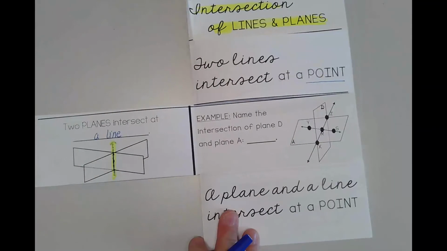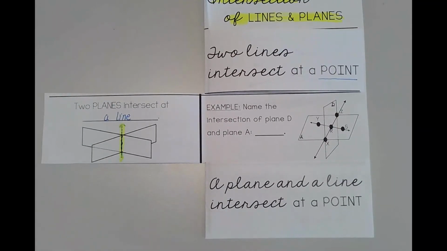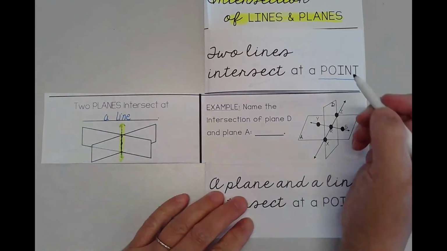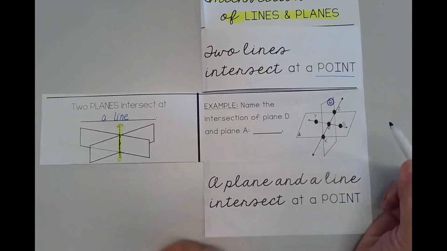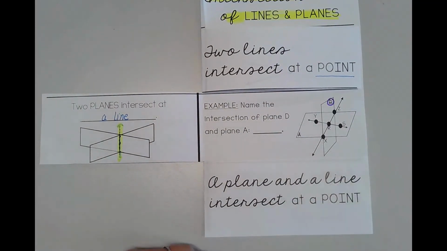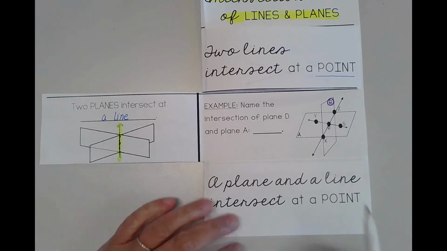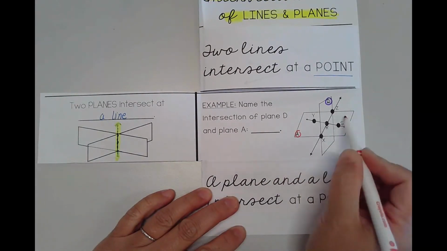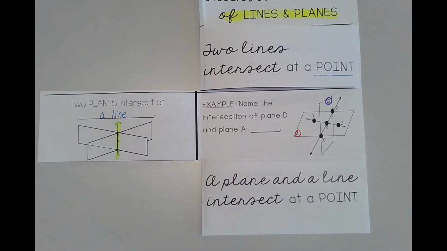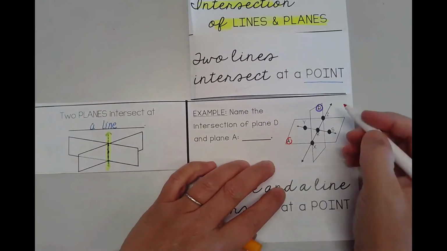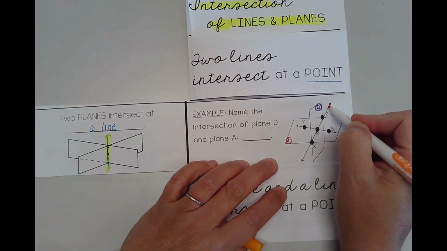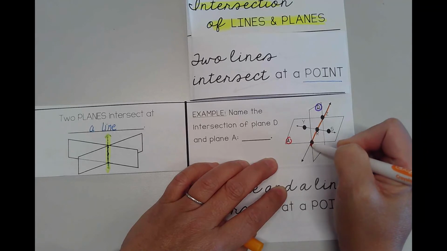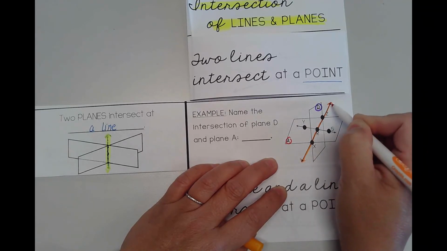So we have an example of that. It says name the intersection of plane D. So plane D, I see the D up here. So that's that plane that's going up, down. And then the intersection of plane A, which I see the A right here. So that's the plane kind of going left to right. And remember, imagine that they keep going on forever. Those two planes are going to intersect right along this line. Because remember, pretend they go on forever. They're going to intersect all along that line.